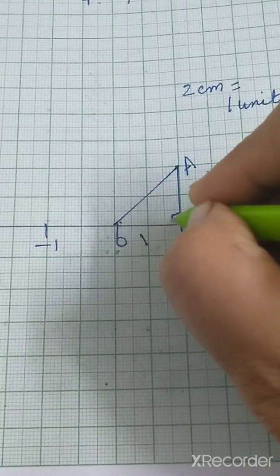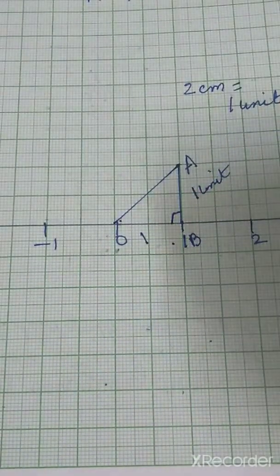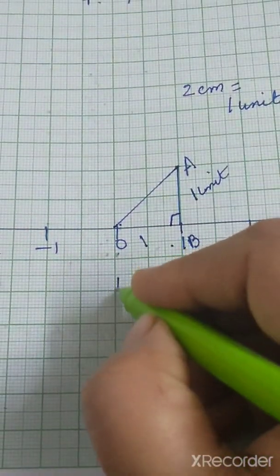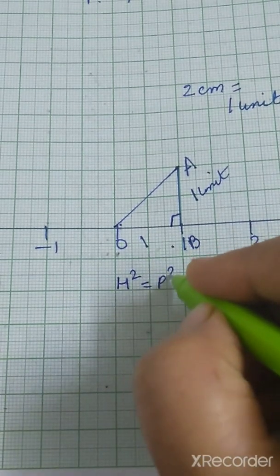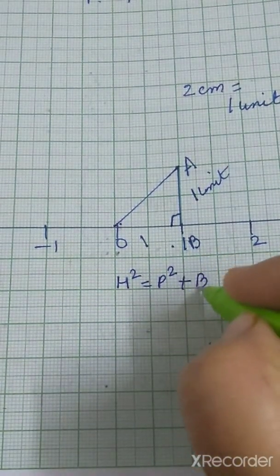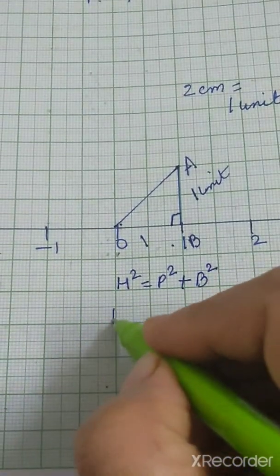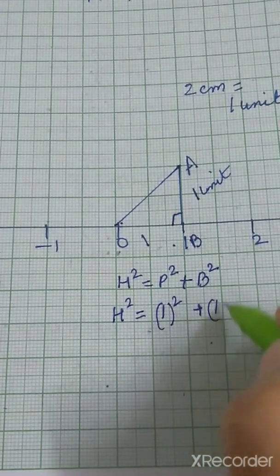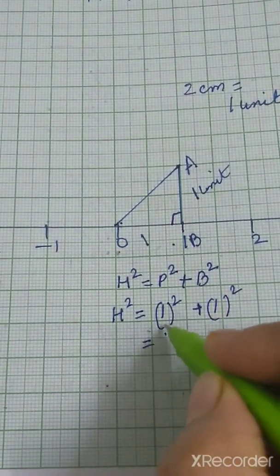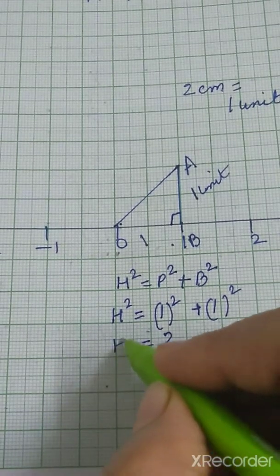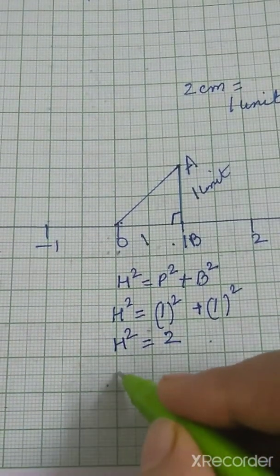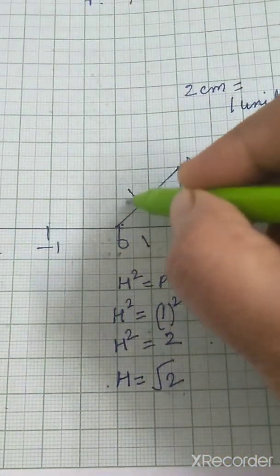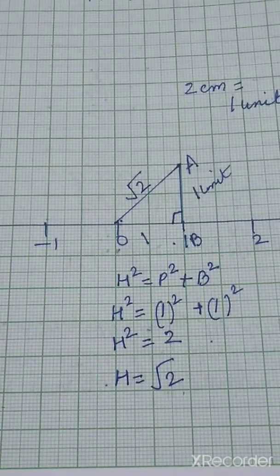We know that this is a perpendicular, so this is 90 degree. Using Pythagoras theorem in the triangle OBA, what do we get? H square is equal to P square plus B square. So what is the value of P? P is 1 unit and B is also 1 unit. So we will get 1 plus 1, that is 2. So H square is equal to 2, or H will be equal to square root of 2. That means the value of the hypotenuse is square root of 2.